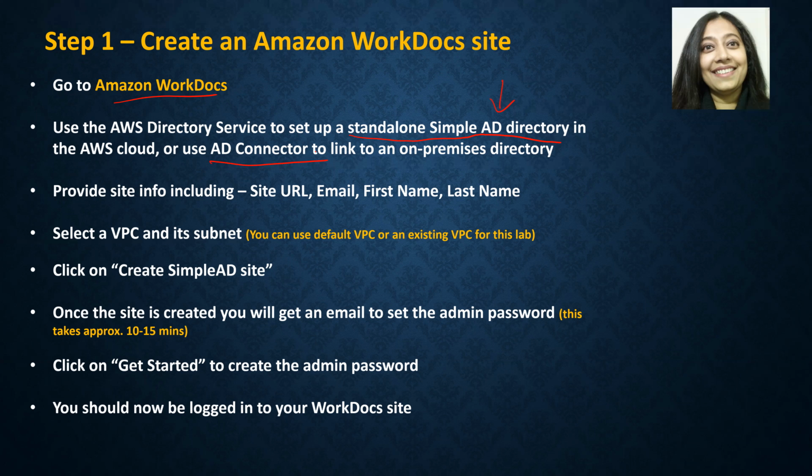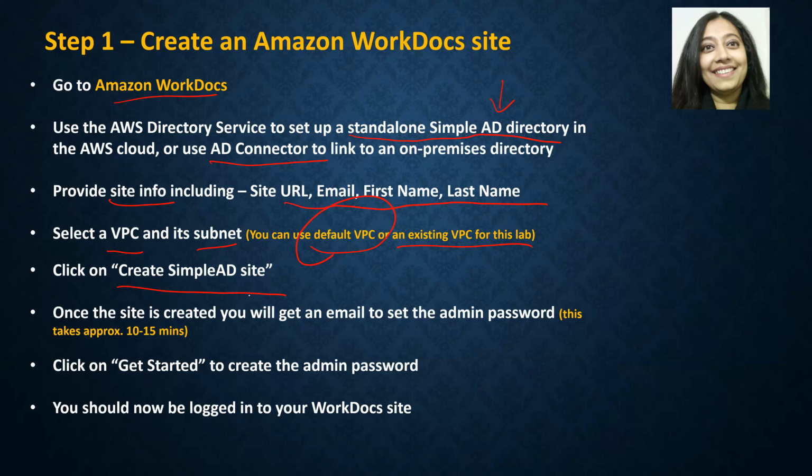For this lab, I'm going to create a WorkDocs site leveraging simple AD directory. After that, you need to provide some site info, which includes site URL, email, first name, and last name. And we will see this. Finally, go ahead and select your VPC and its subnet. Now you can use default VPC. I will be using default VPC for this lab, or you can use an existing VPC, or you can create a new VPC as well. It's totally up to you. But if you're doing this for lab purposes, just go ahead and use your default VPC. And finally, go ahead and click on Create Simple AD Site.